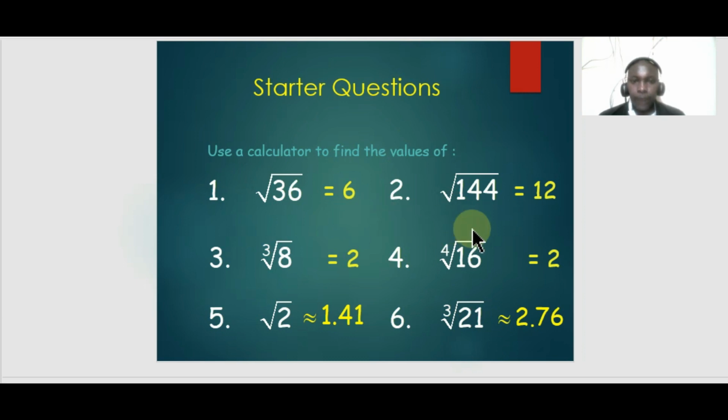Number 1, you realize that some of them have got exact roots, like 36, like 144, cube root of 8, the fourth root of 16, and so on. But these two, for number 5 and number 6, these ones do not have exact roots. Root of 2 is 1.41. The cube root of 21 will give us 2.76.